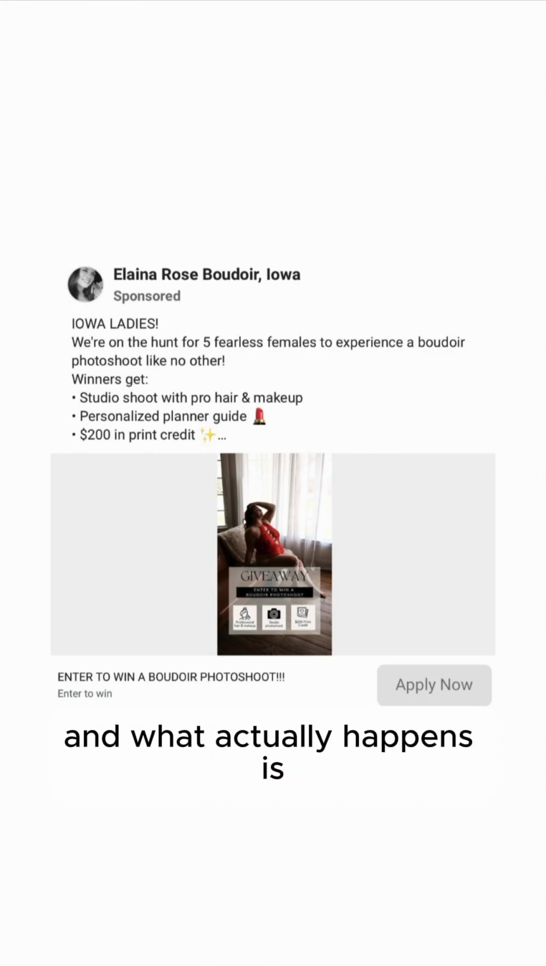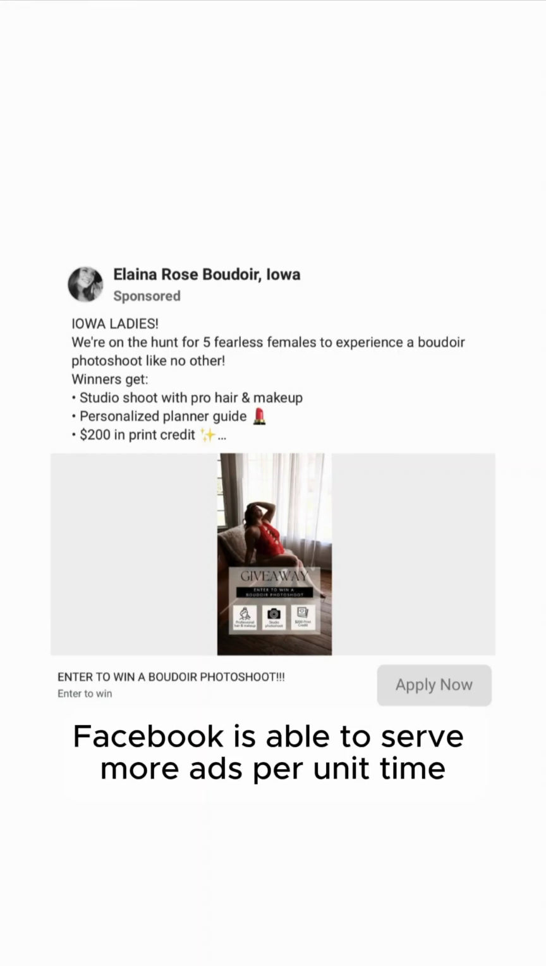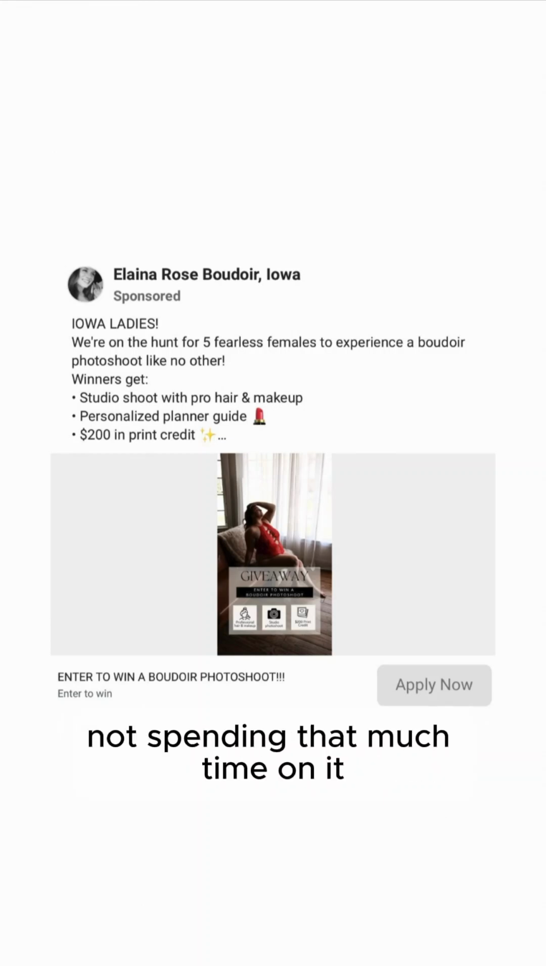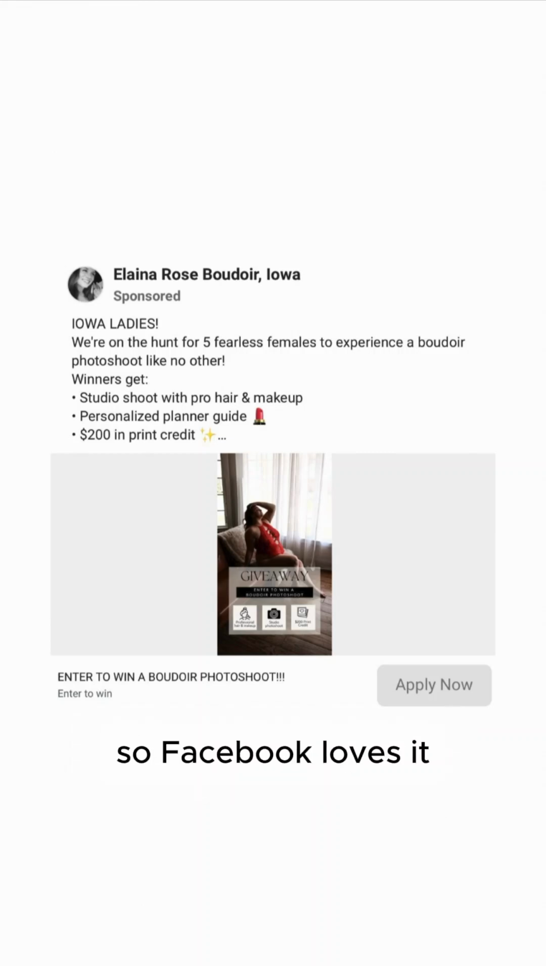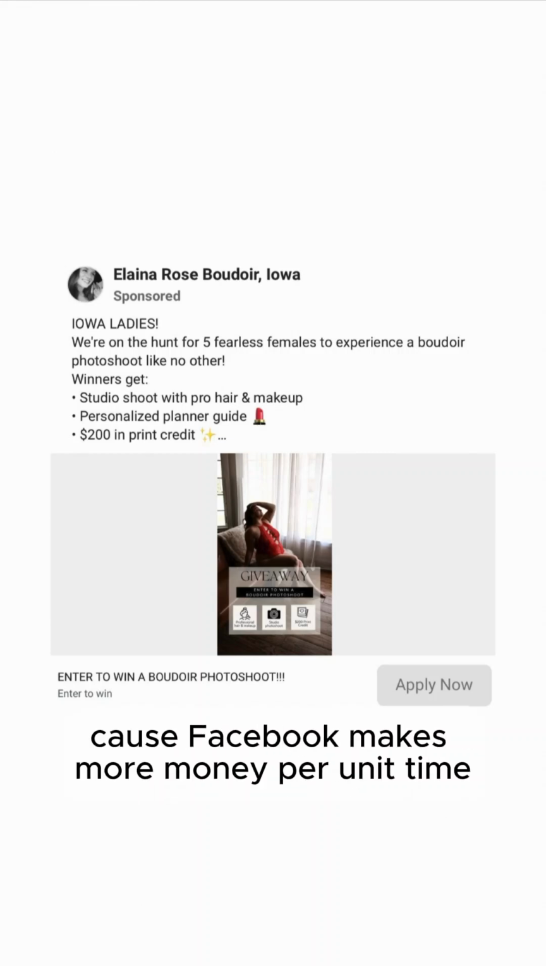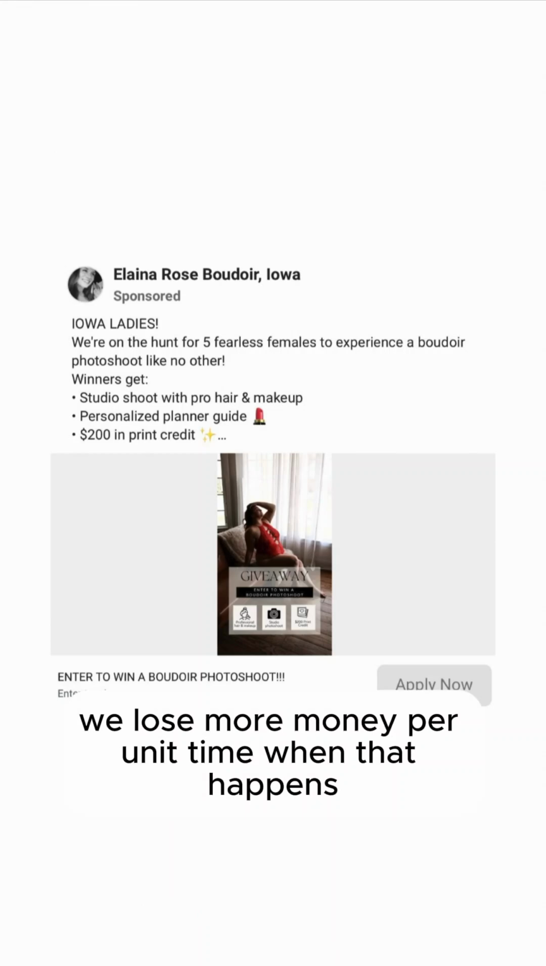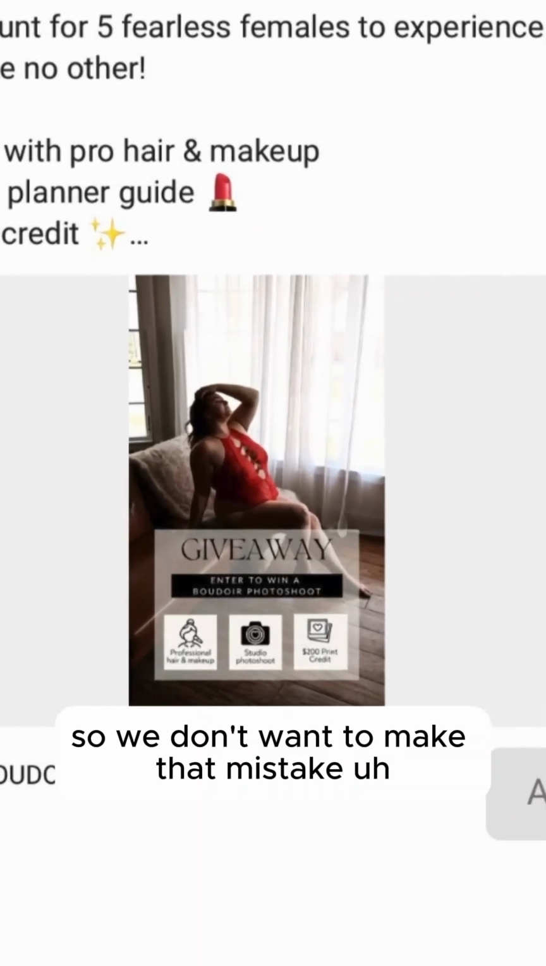And what actually happens is that Facebook is able to serve more ads per unit time because more women are scrolling by our ads, not spending that much time on it. So Facebook loves it because Facebook makes more money per unit time. We lose more money per unit time when that happens. So we don't want to make that mistake.